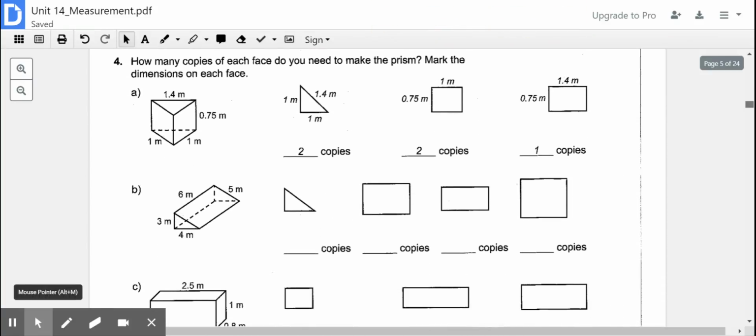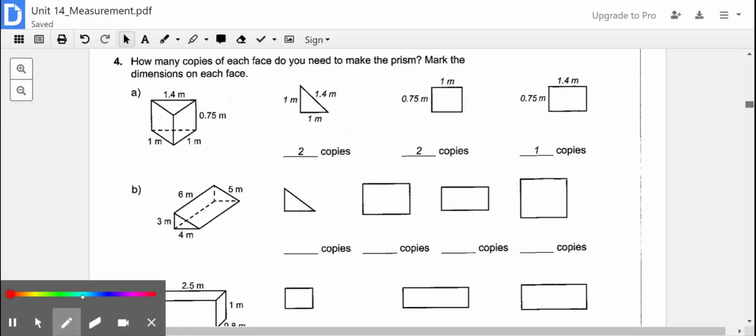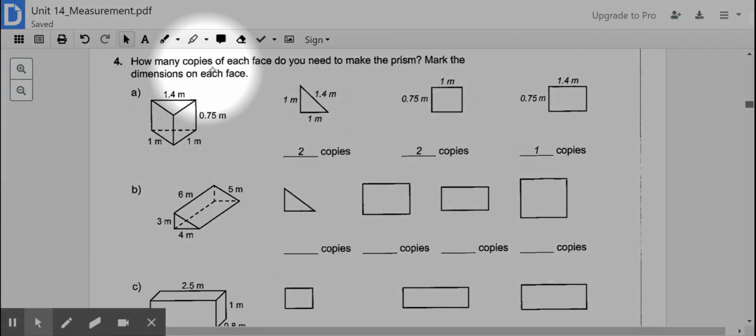Let's check out the 4th question. How many copies of each face do you need to make the prism? Mark the dimensions on each face. So there's my directions there. I was checking it out here. How many copies of each face do you need to make the prism? Mark the dimensions on each face.